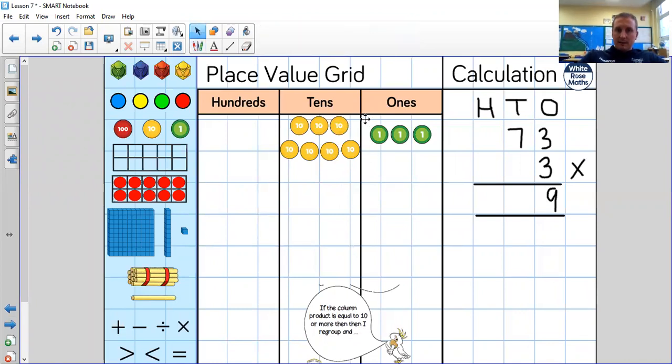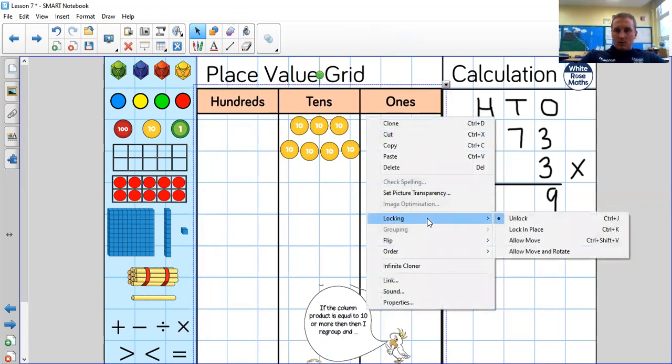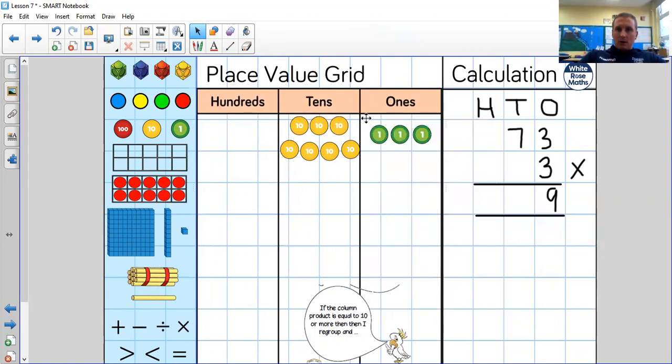All right, so if I do 3 3s, let's try that again. If I have got 3 3s, 1, 2, 3. There's 3 groups there, 3 3s, 3 3s and 9. I haven't made 10, so I don't need to regroup. Okay, there it is, 9 1s.